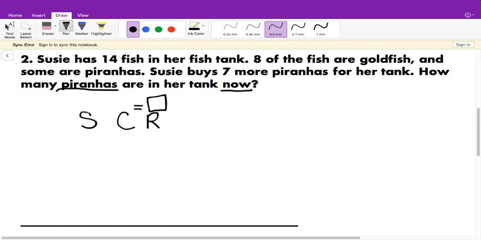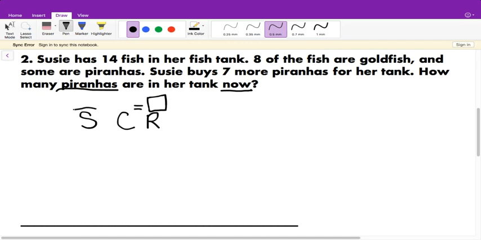So I need to figure out how many piranhas does Susie start with. Okay, it says Susie has 14 fish in her fish tank. It does not say Susie has 14 piranhas. So that doesn't tell me. Okay, so I'll keep reading. 8 of the fish are goldfish and some are piranhas. Okay, so it says some are piranhas, so I don't have that information yet.